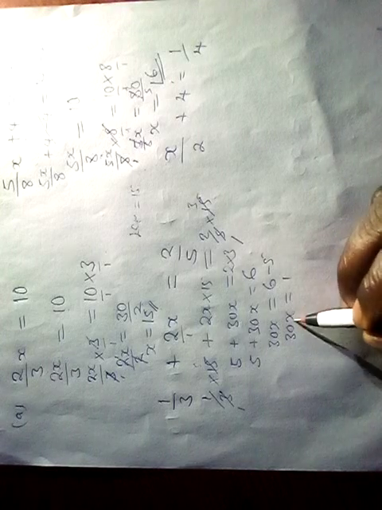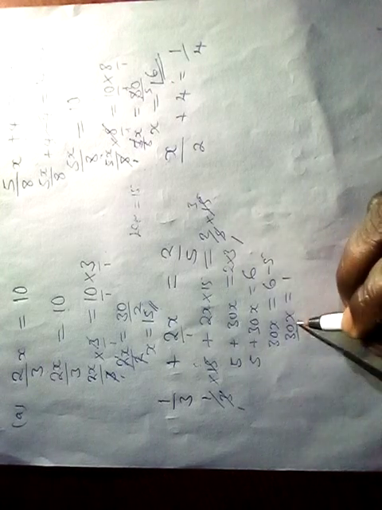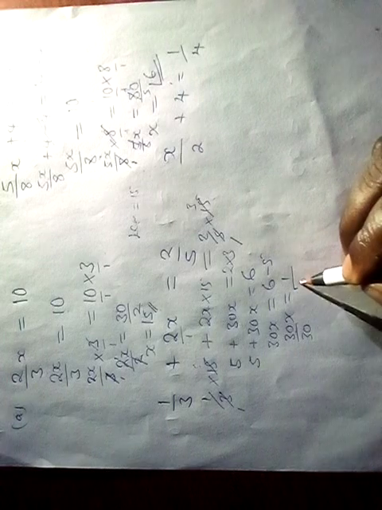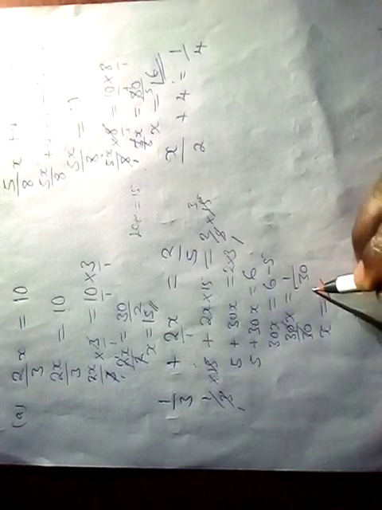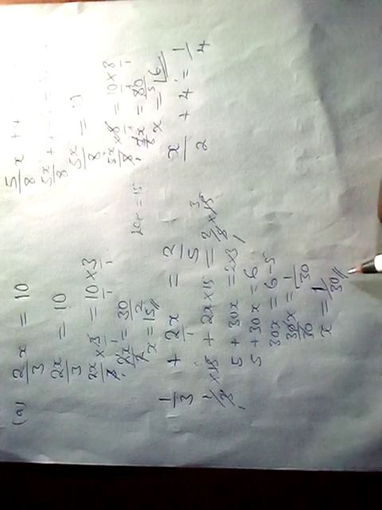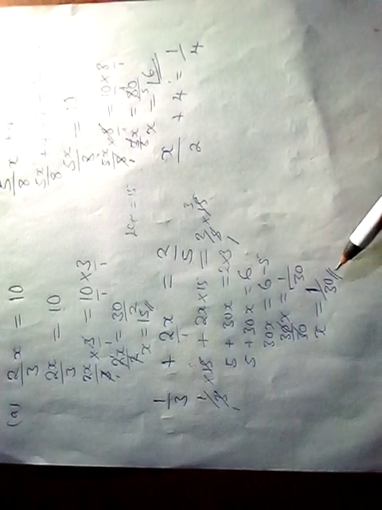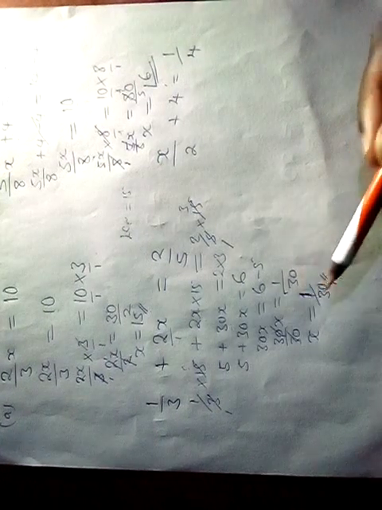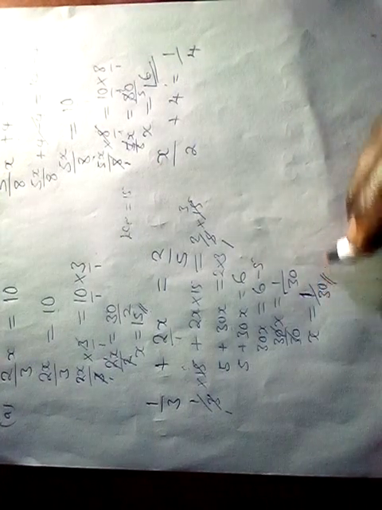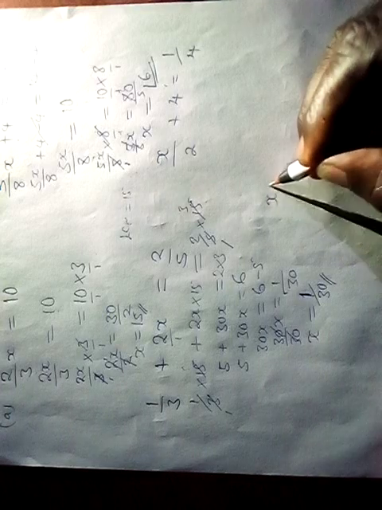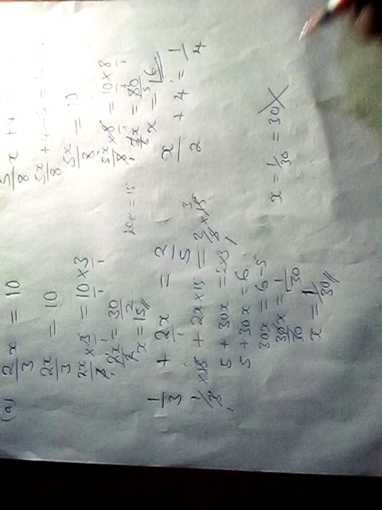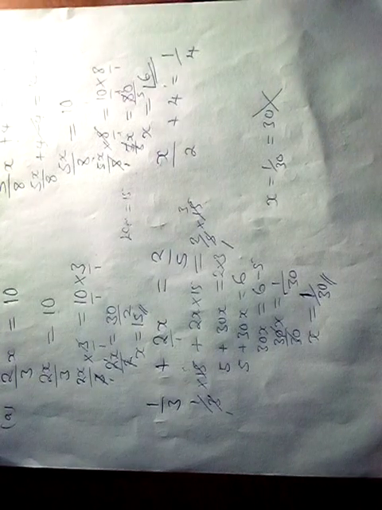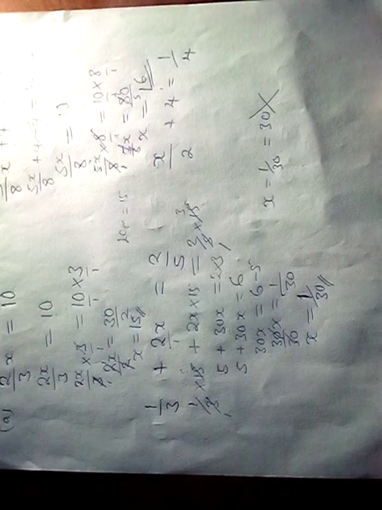So here we have to remove 30 from here so that we remain with x, so we divide by 30. In this case x is equal to 1 over 30. This is the final answer. You can't do anything here because the numerator is 1. Others write that x is equal to 1 over 30 is equal to 30. This is not true, so you just leave it the way it is.